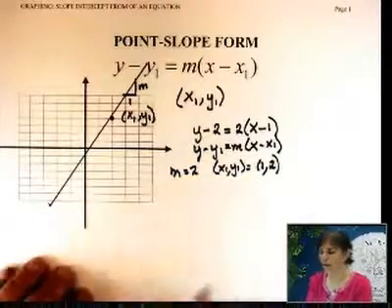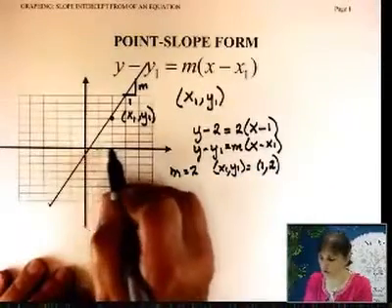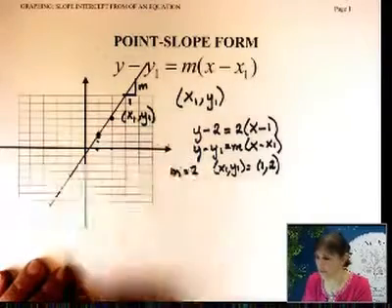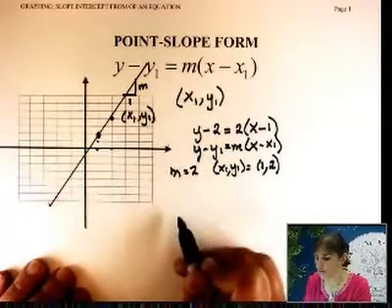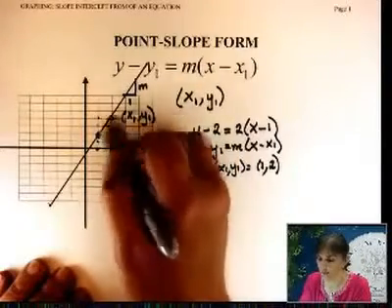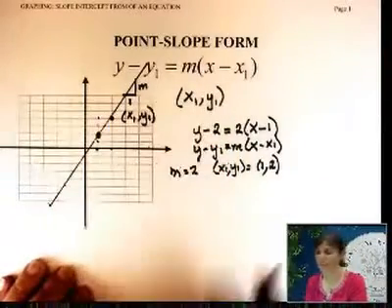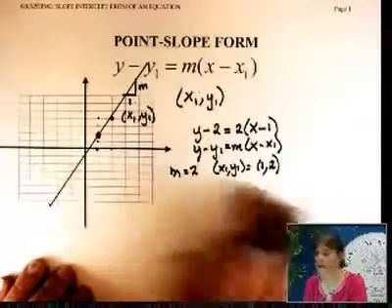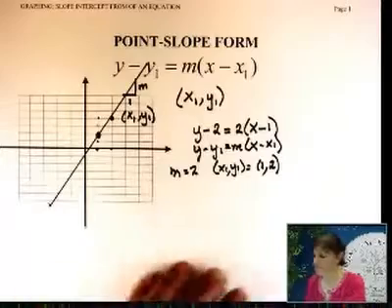Okay, let's draw it. 1, 2. Here it is. And it has a slope of 2. Guess what? 2 over 1. And it happens to be the same line. So, do you see it? I just drew the line and it just happens to be this equation.